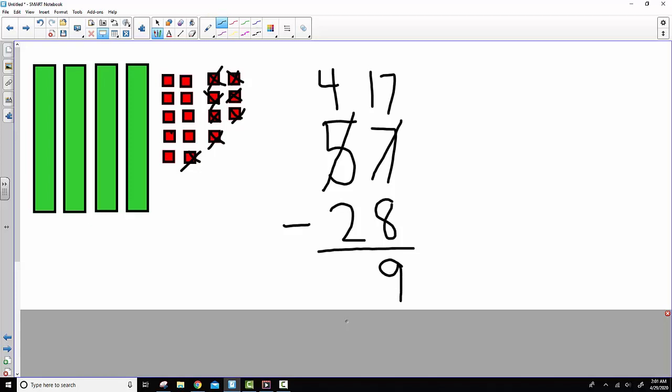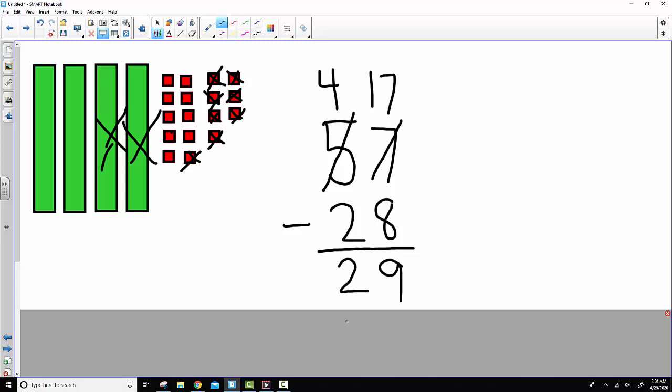Next we look at our tens column. 4 tens is subtracting 2 tens. We remove 2 of the tens and we have 2 tens remaining. So 57 minus 28 equals 29. The difference of 57 subtracting 28 is 29.